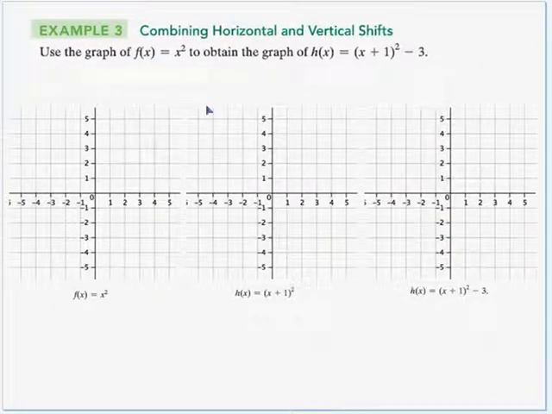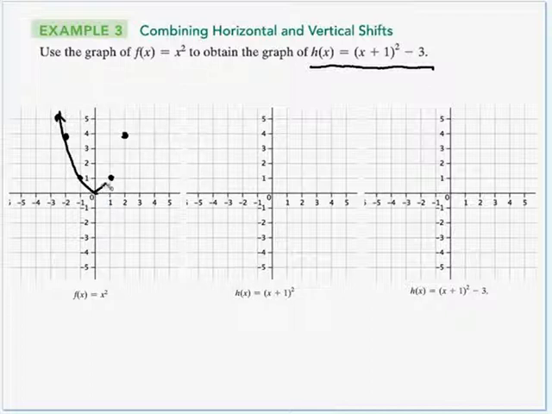All right, now let's do some combinations of shifts. We're going to graph h of x is x plus 1 quantity squared minus 3. Well, let's think about it in incremental steps. First, our parent function. 1 squared is 1, 2 squared is 4, negative 1 and negative 2 also square to those values. So here is our parent function, or our basic function.